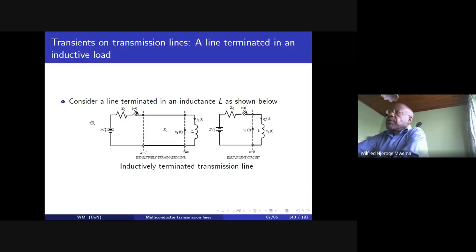So now we look at the line with a termination that is an inductive resistor, an inductive load. The line, of course, is initially uncharged, and we are connecting it to a DC voltage source of source resistance Z0 at a time t equal to 0.